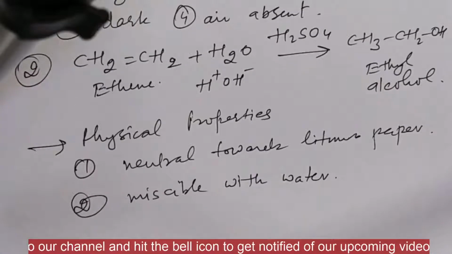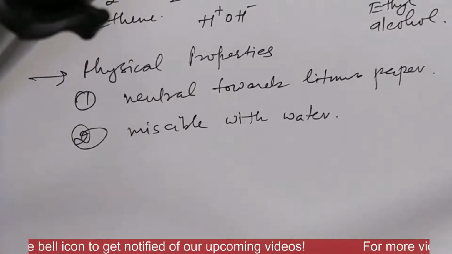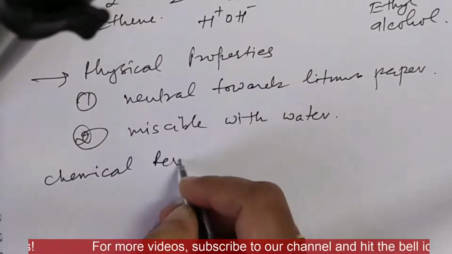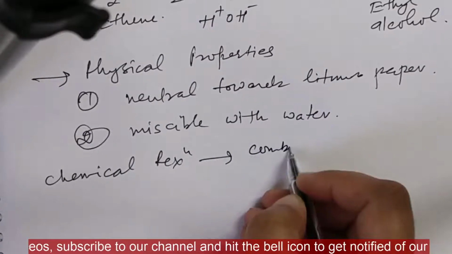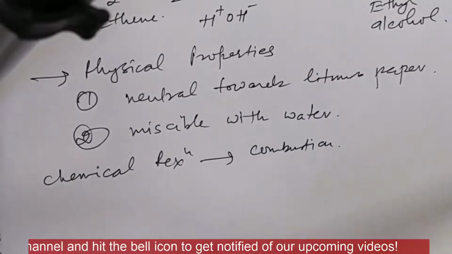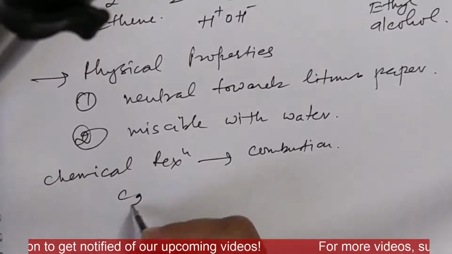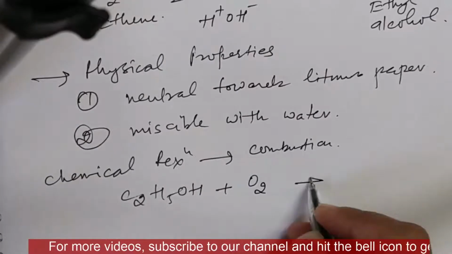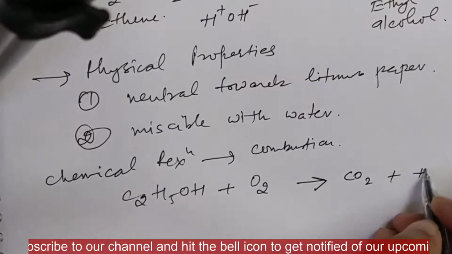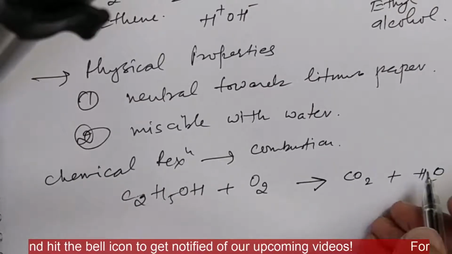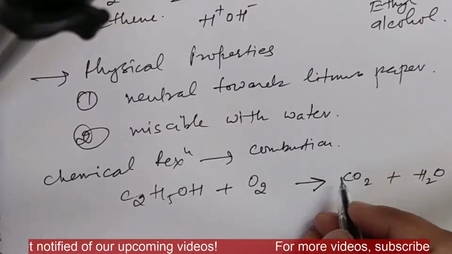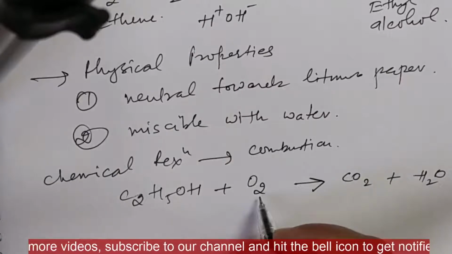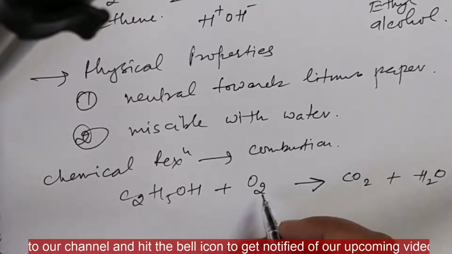In the chemical properties, you discuss basically the combustion reaction. C2H5OH, when combustion is done here, produces carbon dioxide and water. Ethanol is a highly volatile and combustible liquid. So when we burn it, it catches fire very easily and immediately burns with a blue flame.